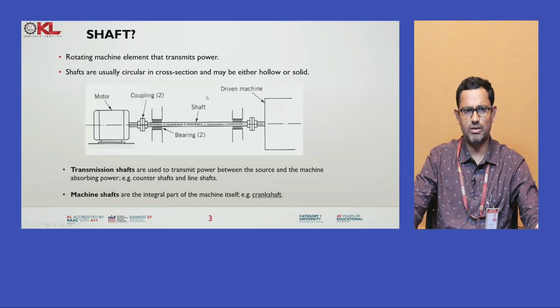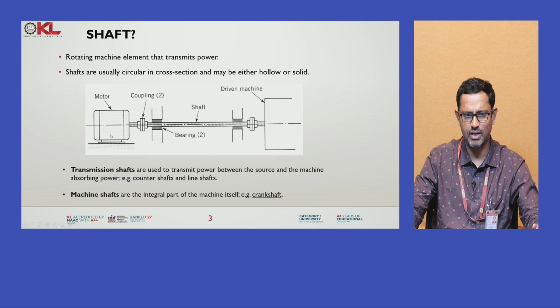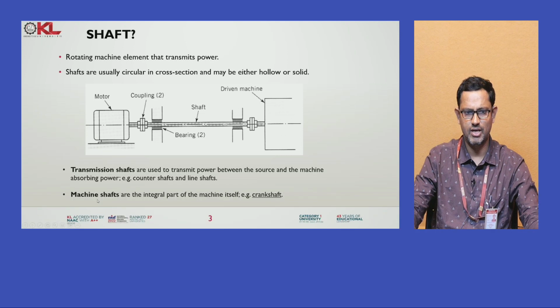Coming to the classification of shafts, they can be classified into two major categories. The first is transmission shafts, and the other is machine shafts. Transmission shafts, as the name indicates, are used to transmit power from the driver to the driven. Examples are counter shafts and line shafts. The other category is machine shafts, which are an integral part of the machine itself.